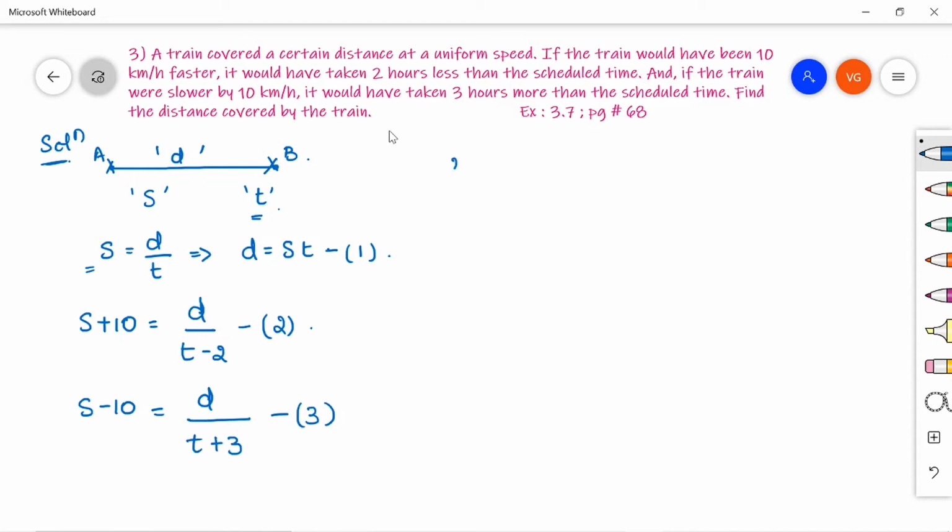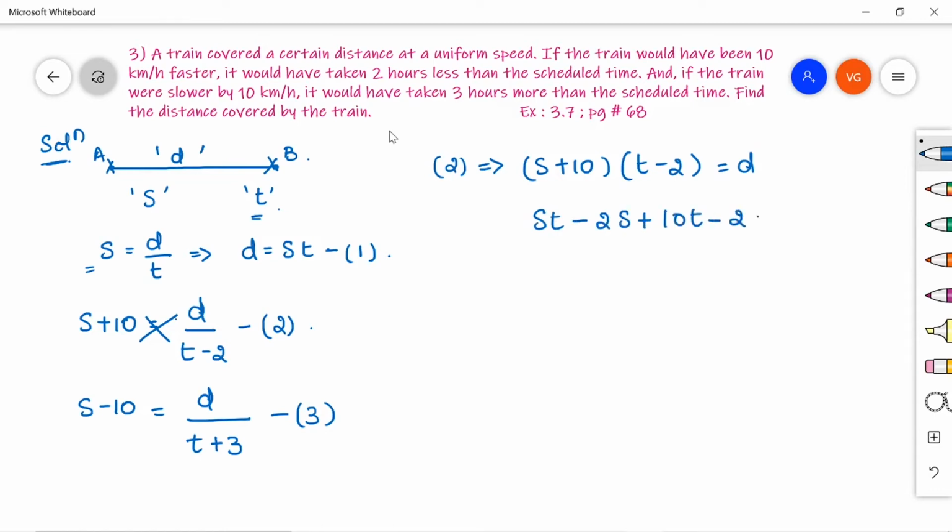So now let us simplify this. Let us take equation number 2. I'll just cross multiply this one. So s plus 10 multiplied by t minus 2 is equal to d. Just multiply this out: st minus 2s plus 10t minus 20 is equal to d. What is d for us? st, isn't it? So put st here, and it cancels. So the equation here will be minus 2s plus 10t is equal to 20. This is equation number 4.